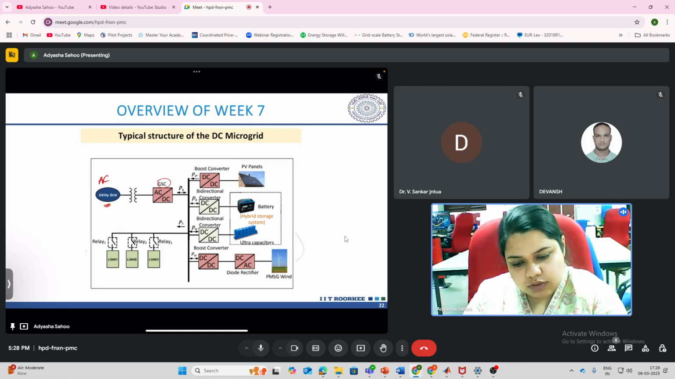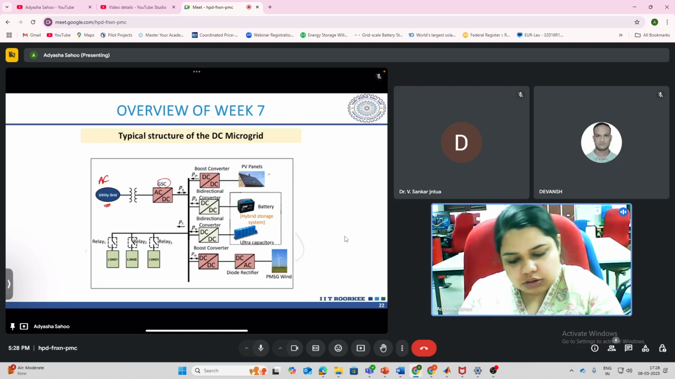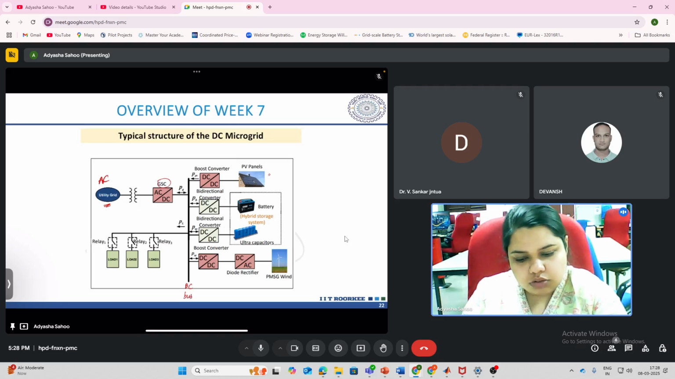So you have PV with you. This is a DC microgrid. So this is a DC bus. To integrate this PV with the DC bus, you have a DC-DC boost converter, which basically will increase the voltage level, boost up the voltage from PV to the DC bus.